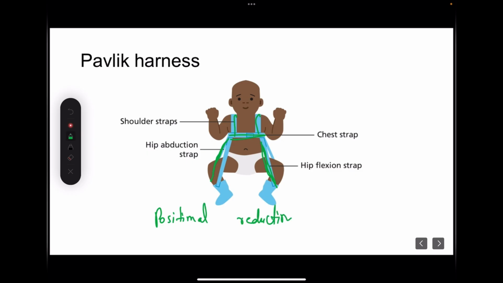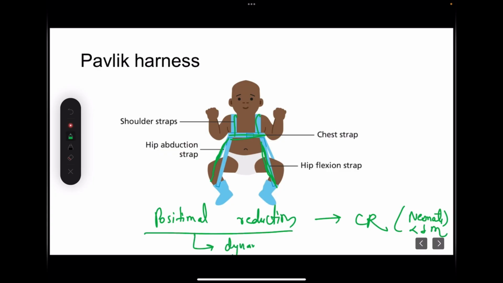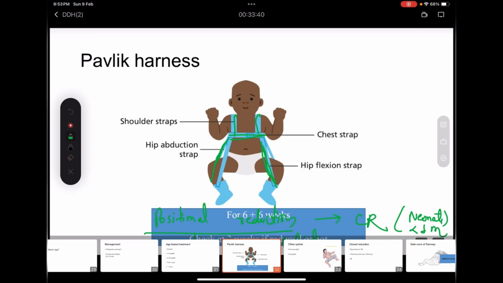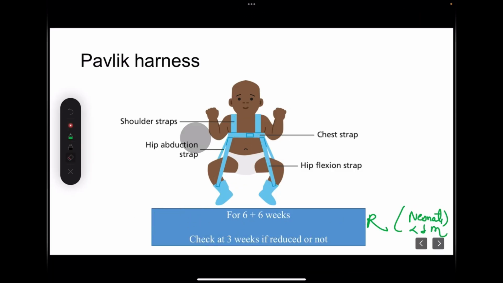You don't need to do closed reduction if the age of the child is less than 1 month. In a neonate, you don't need to do closed reduction of a DDH. You just apply the Pavlik harness, and this is a dynamic splint. Over time, it will reduce the DDH. So this is how the Pavlik harness works, and we apply it for 6 weeks. Even after 6 weeks, if we are not sure about the stability of the hip, we can extend it for the next 6 more weeks. But after that, the recommendation is not to extend it beyond 12 weeks.